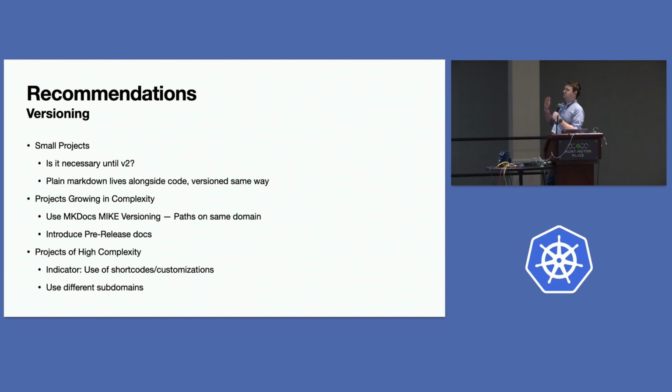And then as you grow in complexity and you start needing different versions, add on the Mike plugin for managing different versions. And then as you reach a very high level of complexity, your doc site is huge, you've got many different versions going on, that's when I'd take a look at the Google programmatic search engine, and I'd switch to using that instead of the Mkdocs built-in search engine, because it works better for larger volumes of content.